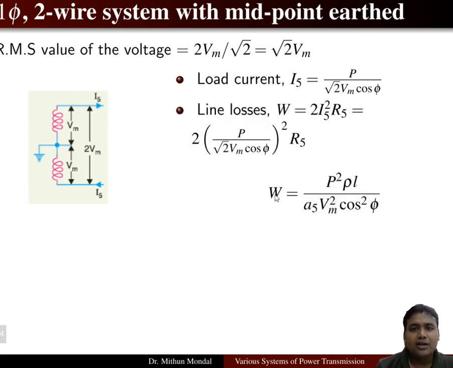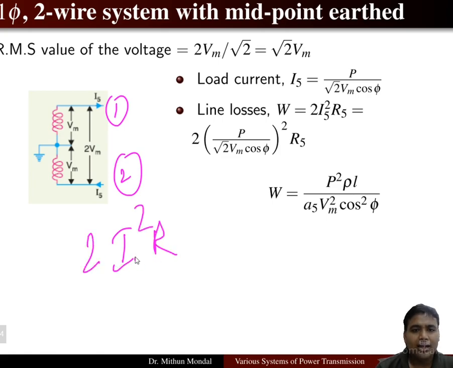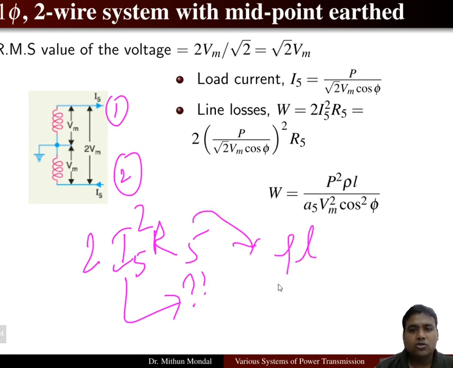Then you will determine the losses. How many conductors do you have? You have 2 conductors, conductor number 1 and conductor number 2. So loss is equal to I square R. 2 conductors are there, so 2, and you have the fifth case, so 2 I5 square into R5. So put the value of current whatever you have got, and R, you know the value, you have to substitute as rho L by A.